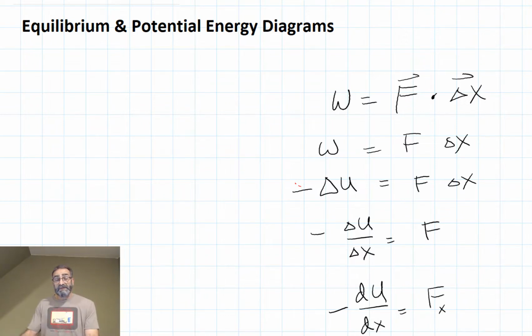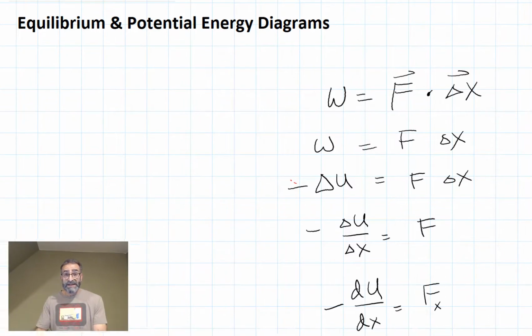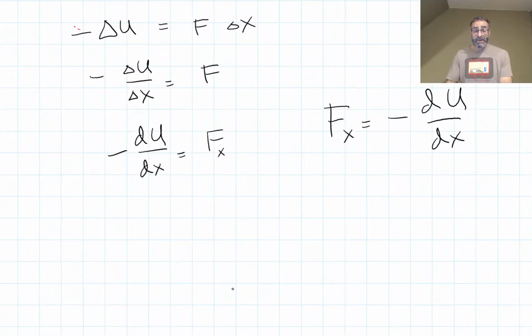The force is in the opposite direction of the slope of the potential energy curve. That means it's always pointing back toward lower potential energy. If the slope is positive, the force is in the negative direction towards lower potential energy. If the slope is negative, it's in the positive direction toward lower potential energy.